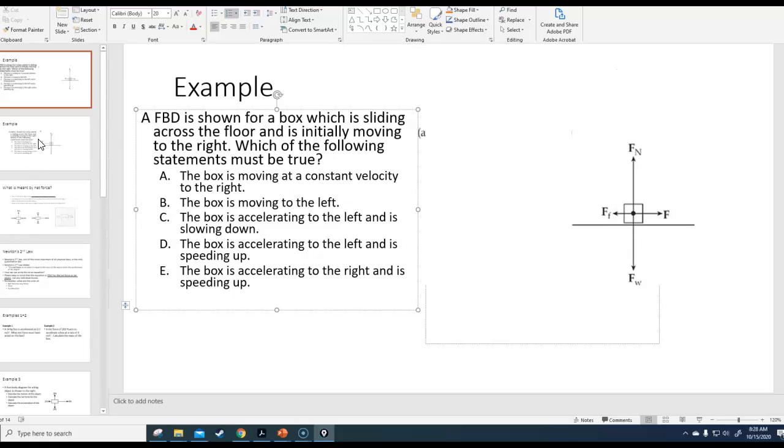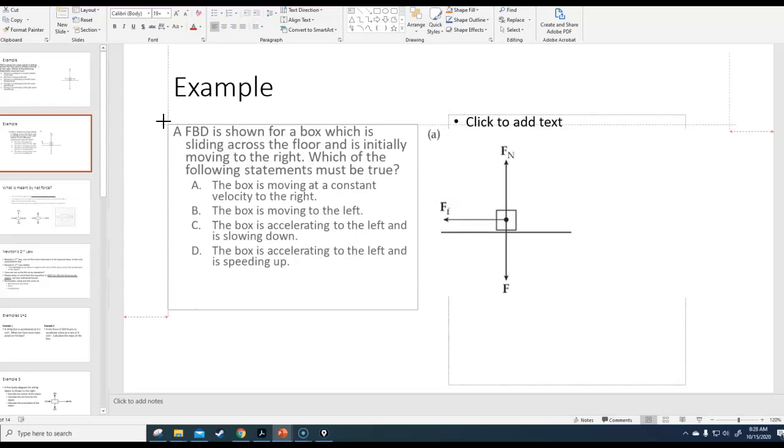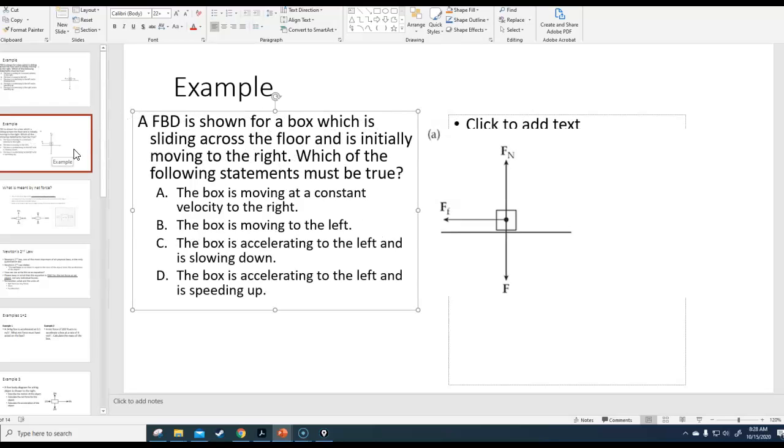Okay, so one more quick example. It says an FBD is shown for a box which is initially sliding across the floor and is initially moving to the right. Which of the following statements must be true? Okay, so see if you can answer this question.